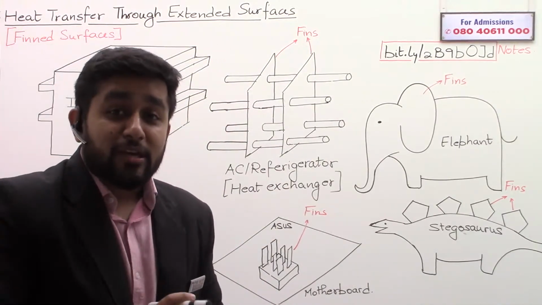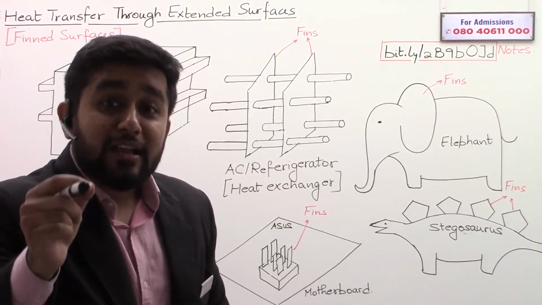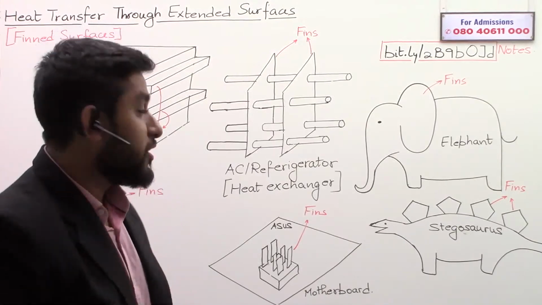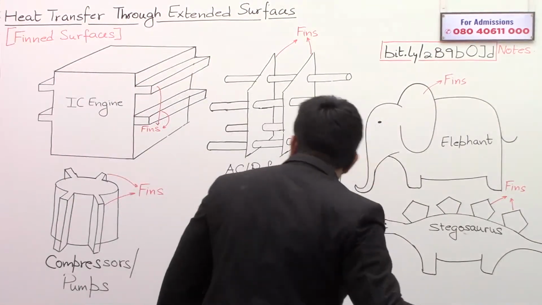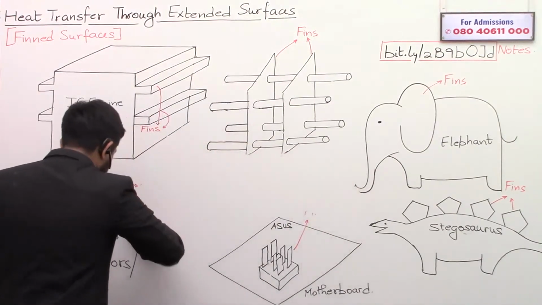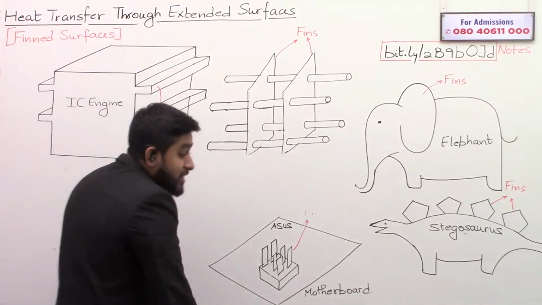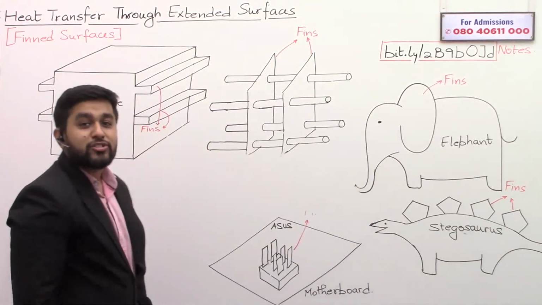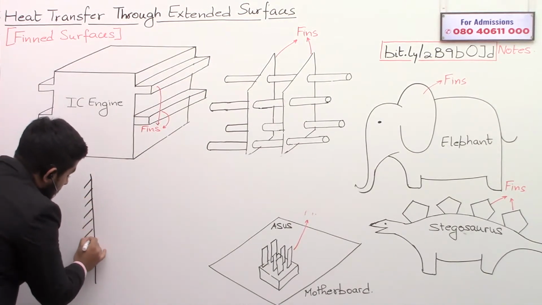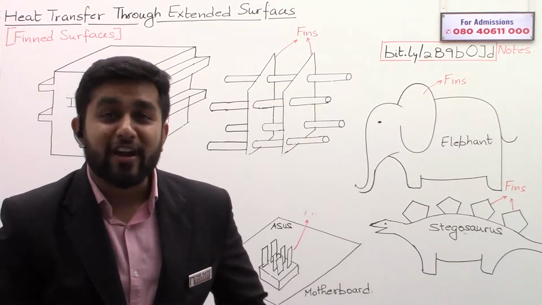Now, can anyone tell me what is the formula, what is the law which tells you the rate of heat convection between a solid surface and a fluid? Anyone? The formula which tells us the rate of heat convection between the solid surface and the surrounding fluid? I think that is Newton's law of convection.